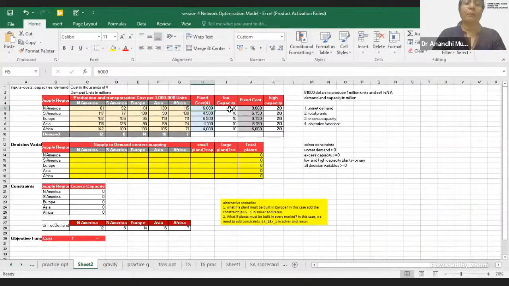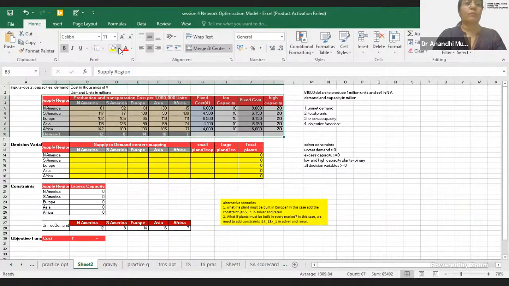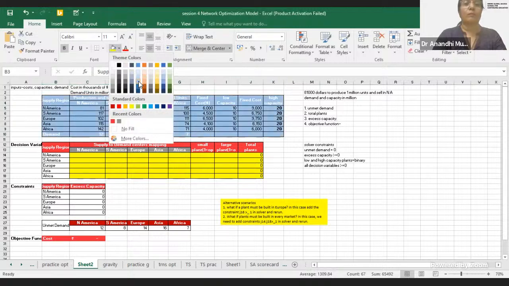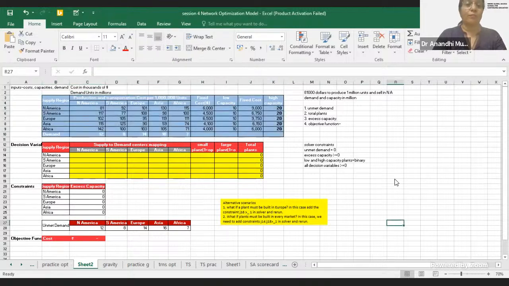Assuming that the low capacity plant is capable of producing 10 million units and the high capacity plant 20 million units. The fixed cost is $6,000 for a low capacity plant, and it marginally increases, but will not double, for a high capacity plant. It increases to $9,000. These are also given figures. All these figures are given with which we are going to work out.